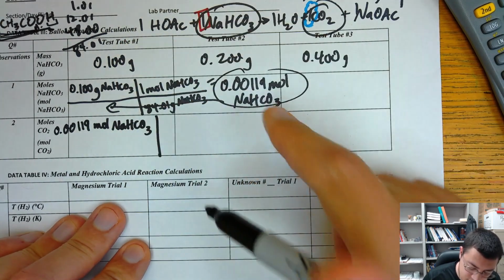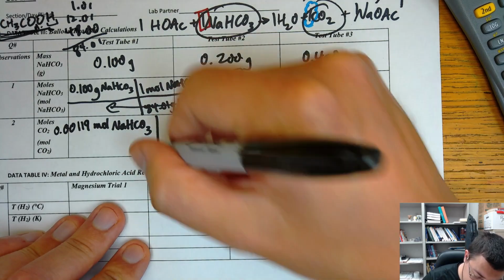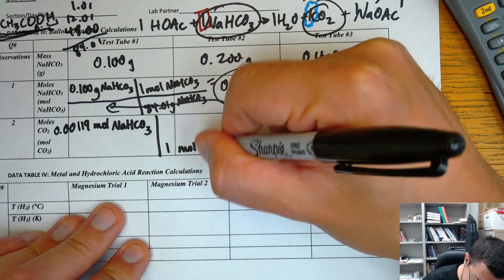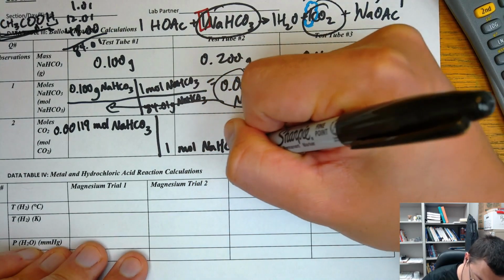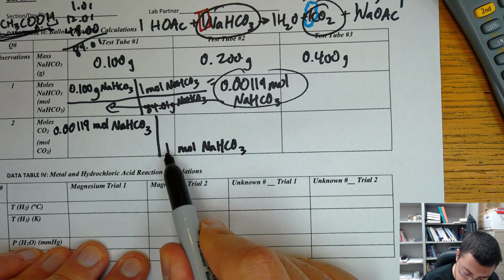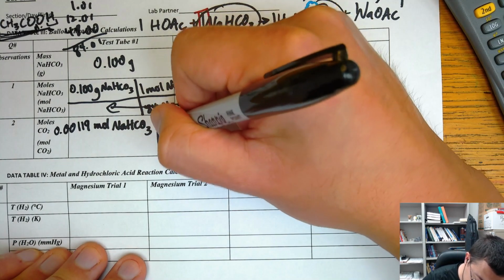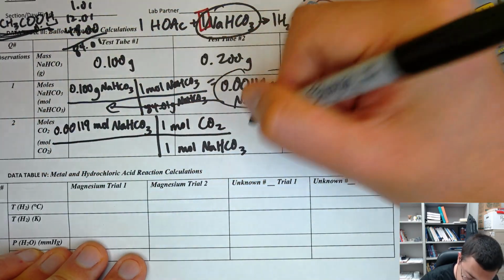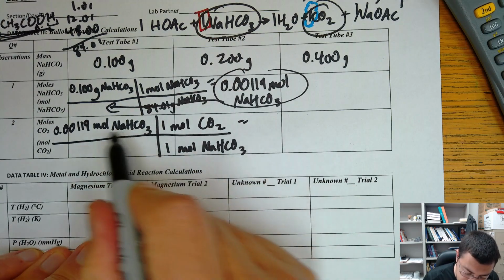All right, so we're going to use that one. 1 mole of NaHCO3, and then that 1 mole of CO2. So you get the same answer, you just change the units, right?